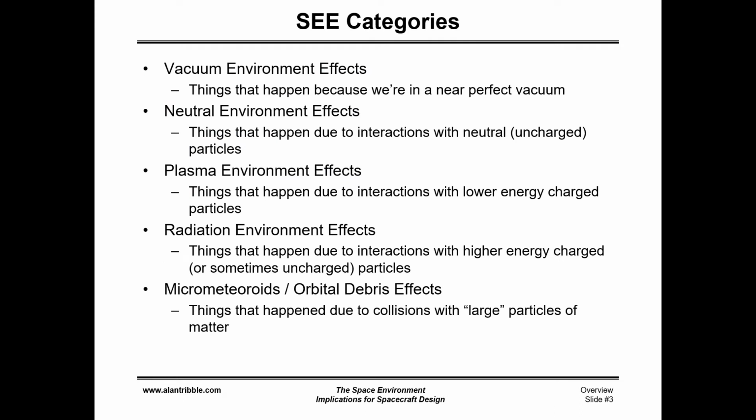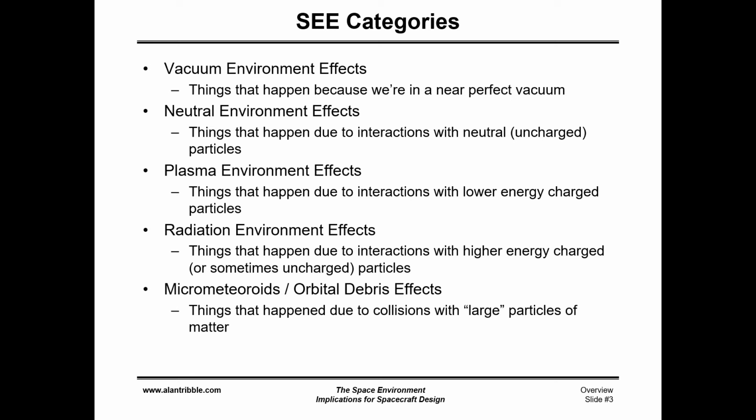Let's first off define the different categories of study before we get into the details. First and foremost, we're going to talk about the vacuum environment and its effect on spacecraft systems. And by that I mean things that happen because we're in a near perfect vacuum. It's not a perfect vacuum, there's still stuff out there, but because we're in a near perfect vacuum, we'll have to deal with certain interactions that we're not used to seeing on the surface of the Earth.